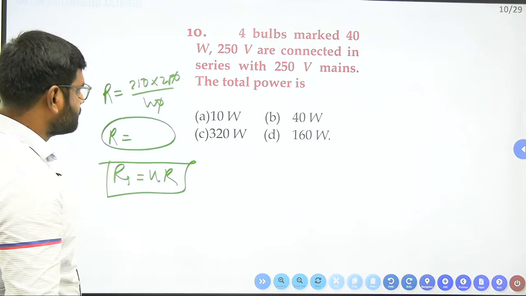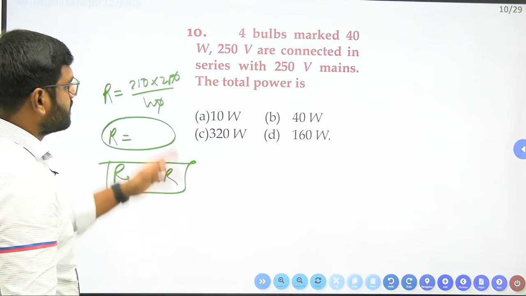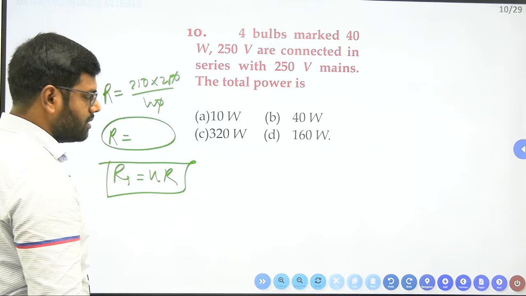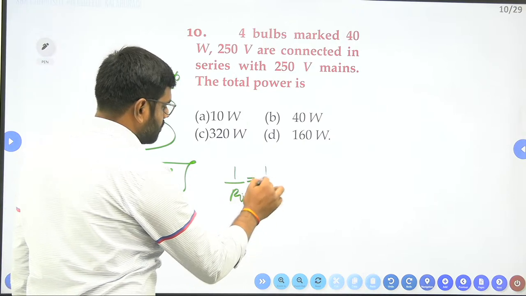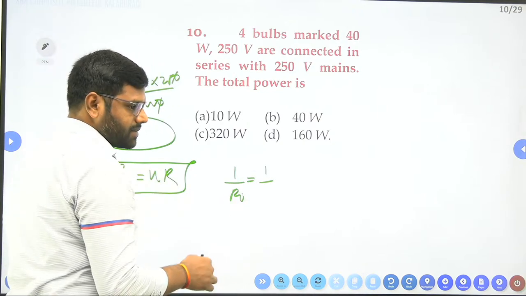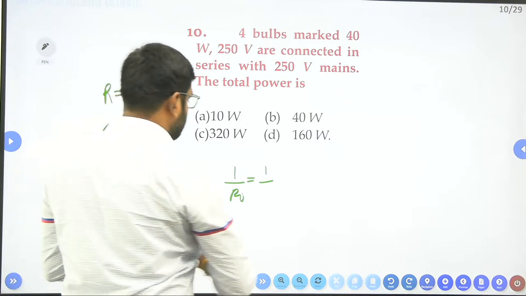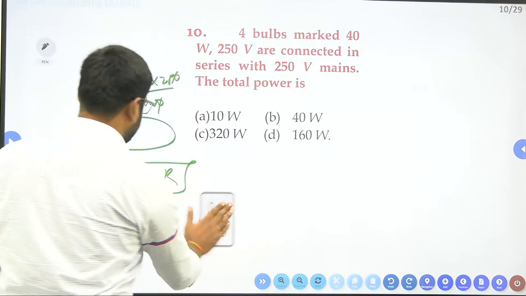Okay, so now you have to take, they are connected in series, total power consumed. So the current remains the same. Then write down the power consumed, directly you can take the power consumed.